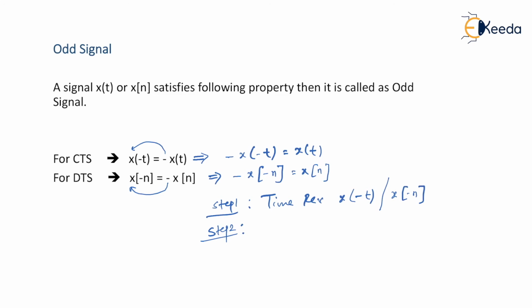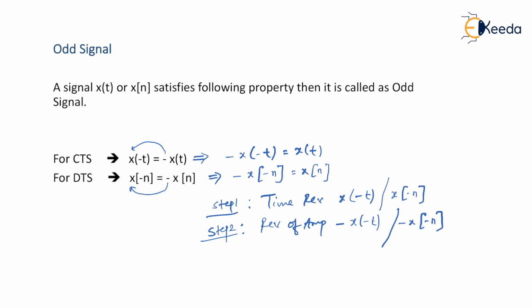In step number 2, what we do is we multiply the given signal with -1. That is what we call reversing the amplitude, or reversal of amplitude. So if I do reversal of amplitude, I'll get minus of x of minus t. In case of a discrete signal, I'll get minus of x of minus n.